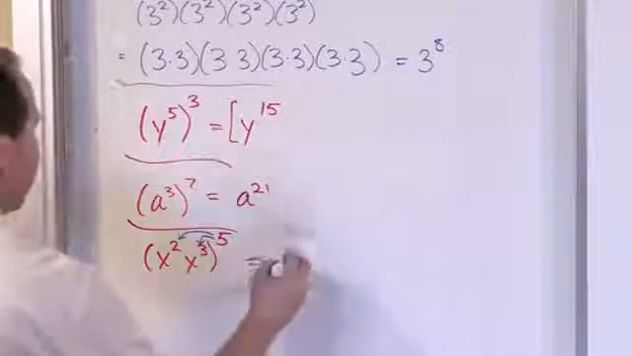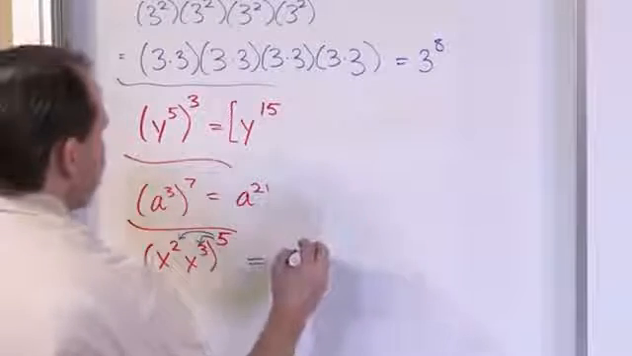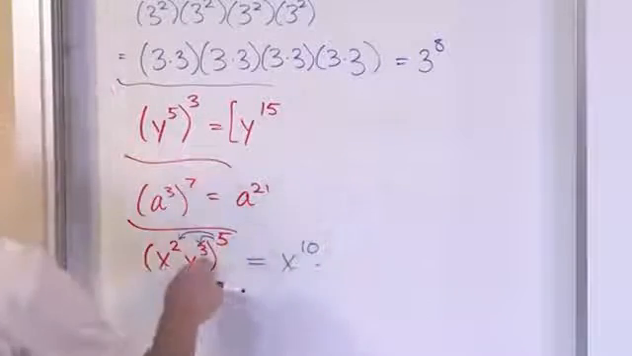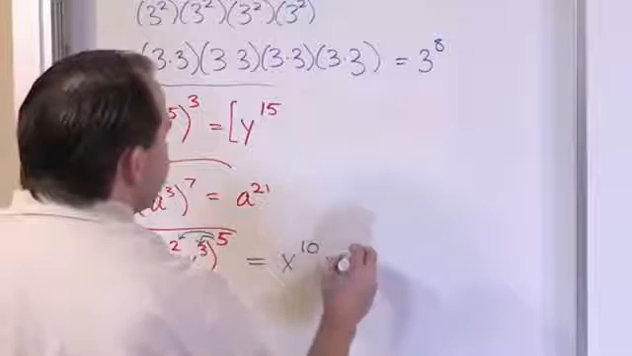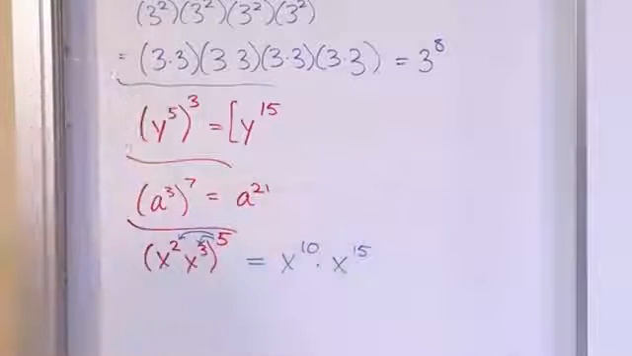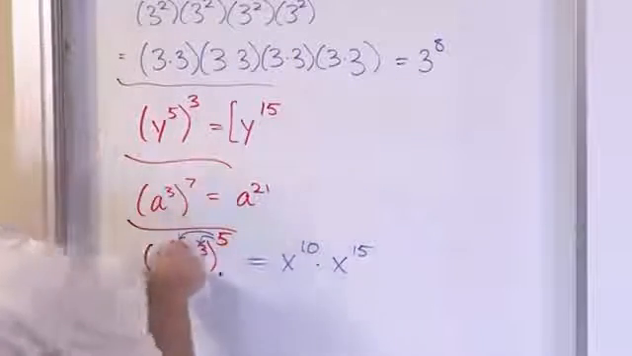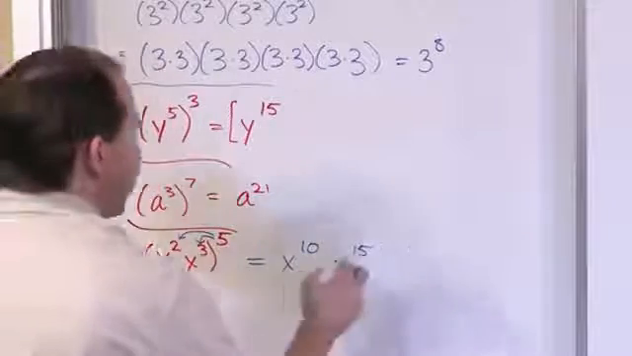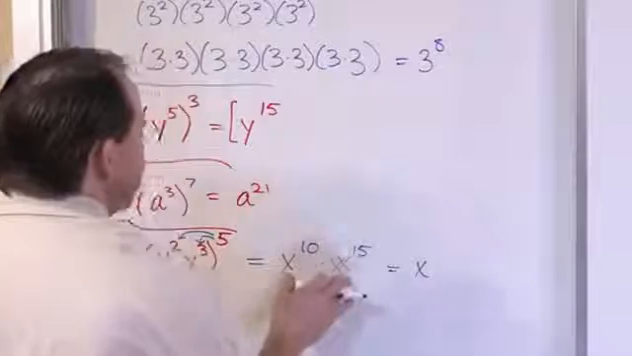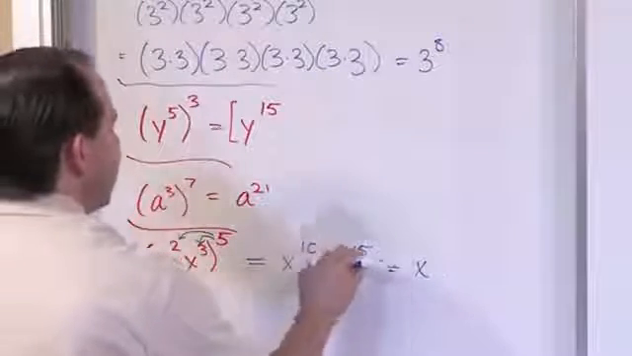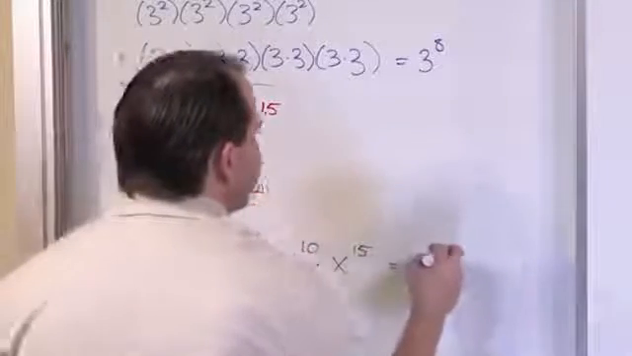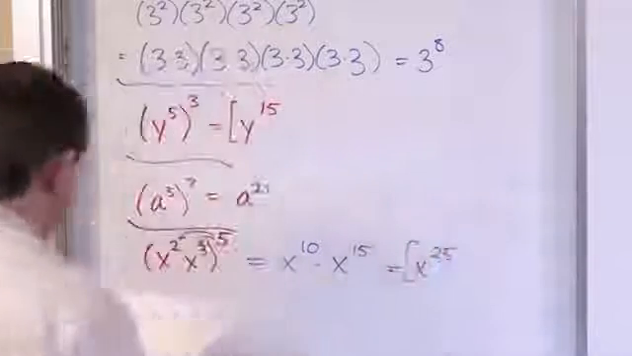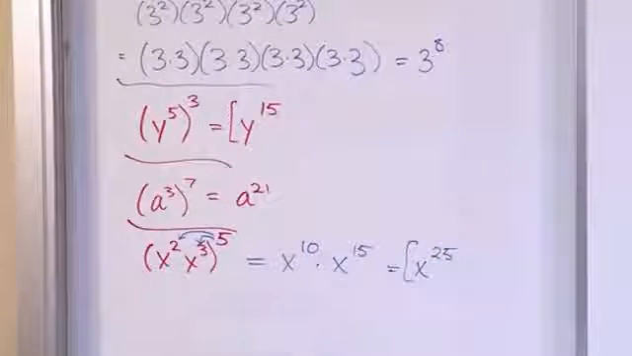So what you'll have is x, 2 times 5 is 10, and it's multiplied by x, 3 times 5 is 15. Like this. So you get x to the 10th from this, x to the 15th from this, and notice when we look at this, we can actually combine these because we have a common x. We add the exponents in this case. So we'll get x to the 25th. So this is the answer.